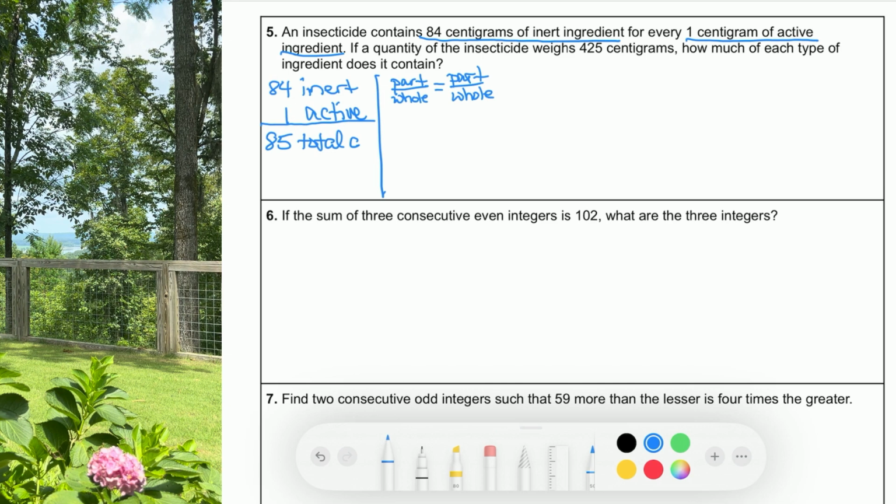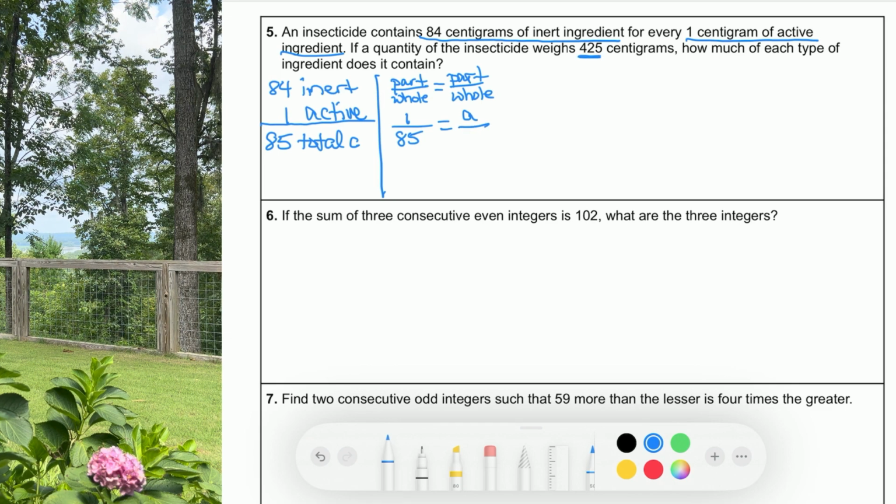All right, so let's start with the active, okay? We have 1 active for 85 total for whole. Remember, out of the whole, we have 1 active. On the other side, the part is what we're looking for. So we're looking for the active. We know the whole is 425.